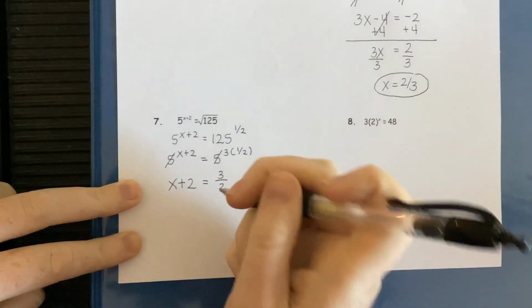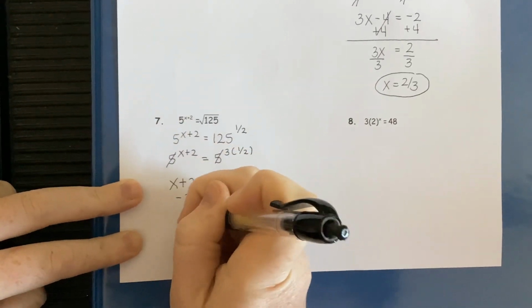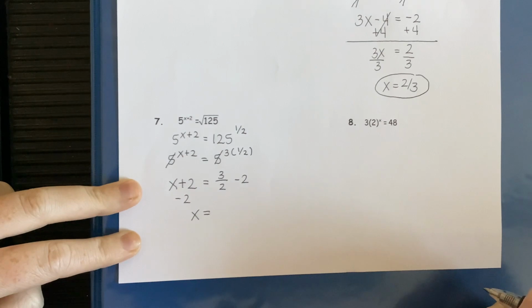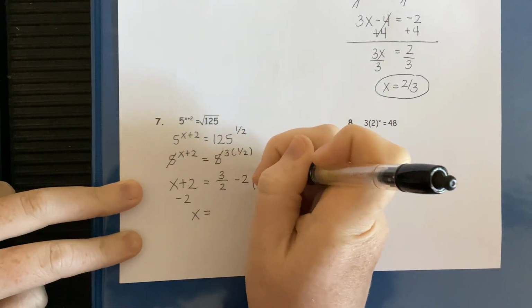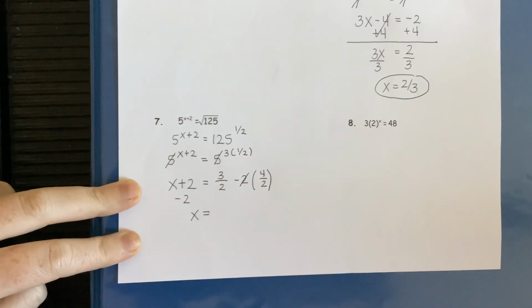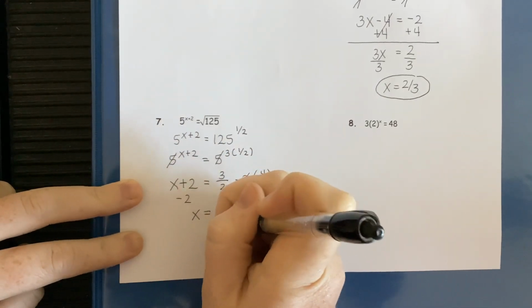Again, that's just multiplication. I'm going to subtract 2. x is equal to, if I change 2 to a fraction so I can subtract, this is the same thing as 4 over 2. So if I rewrite it, I'd have 3/2 minus 4/2, and 3 minus 4 is going to give us negative 1/2.